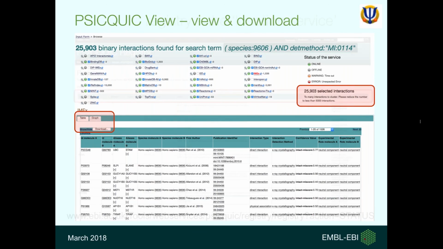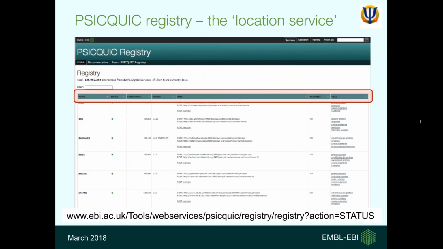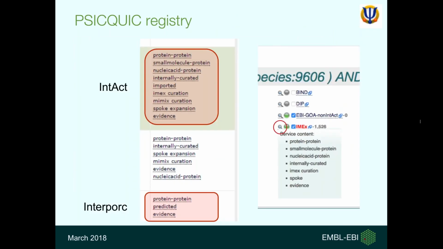If you want to know more about the PSICQUIC registry, you can go to this link, and it provides you with all the details about the databases that are partners and how to search them with their REST and SOAP APIs. How do these databases differ? Well, here's an example: the difference between the IntAct and the InterPro database. The left-hand side screenshot is from the registry, and the right-hand side screenshot is from the PSICQUIC view website, where you can find all these tags by clicking on the magnifying glass.